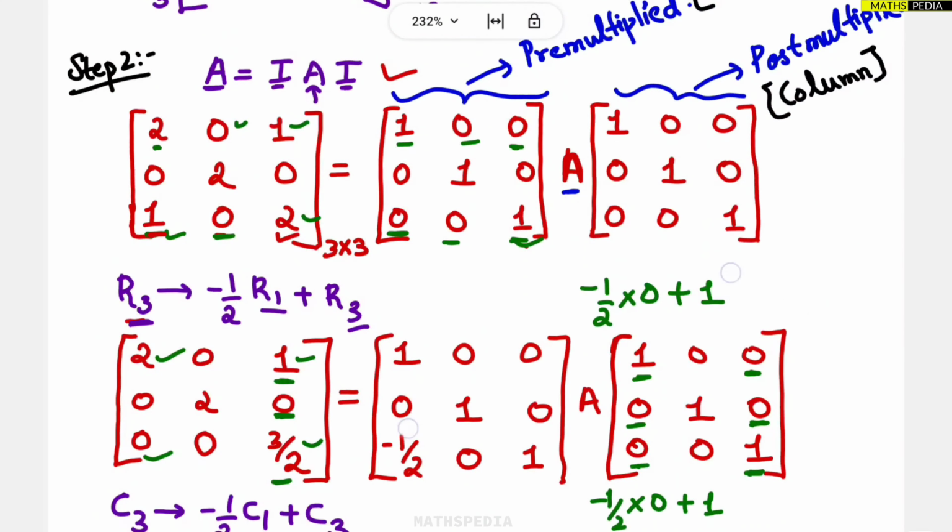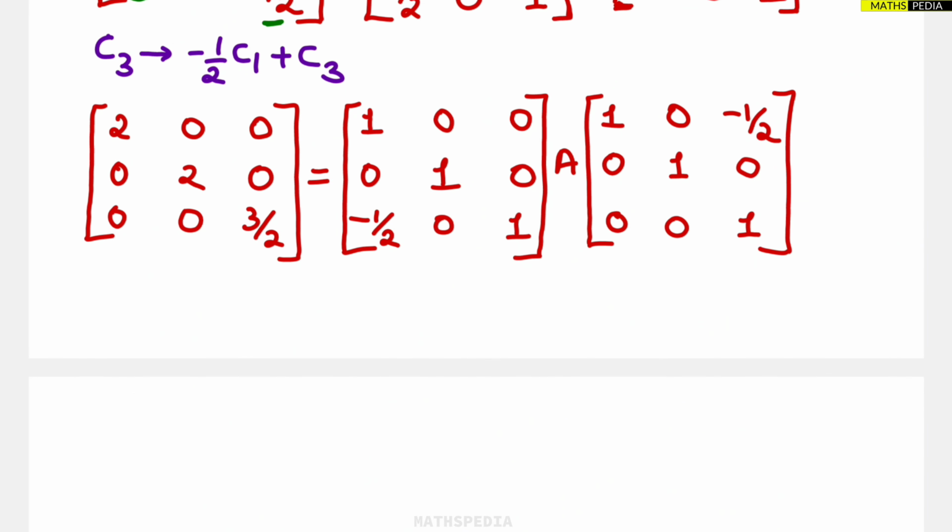Now we are finished with the second step. Now from this, what are we going to obtain? Let us go to step number 3. After doing the transformation, step number 3. Remember, after step number 2, we will be obtaining a matrix of the form what?